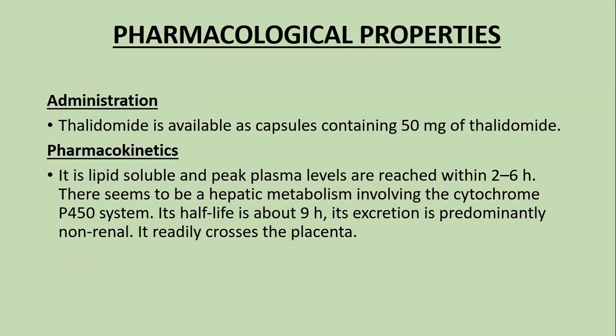Pharmacological properties. Thalidomide is available as capsules containing 50 mg of thalidomide. Pharmacokinetics. It is lipid soluble. Peak plasma level is reached in 2 to 6 hours. There appears to be a hepatic metabolism involving cytochrome P450. Half-life is 9 hours. Excretion is predominantly non-renal, and it readily crosses the placenta.